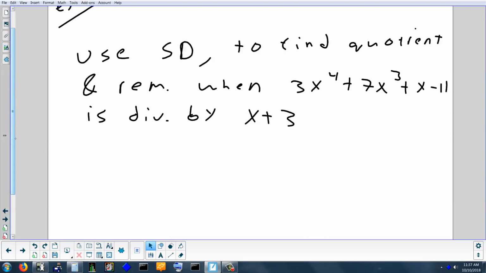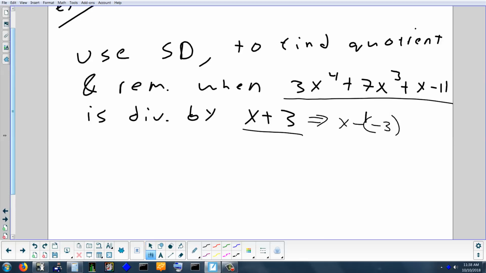Let's do this one. Use synthetic division to find the quotient and remainder. I'm not saying the remainder is going to be 0; it might be anything. When we divide, what is it supposed to look like? We divide by x minus a number. That's not x minus a number, but it's close enough. We can make it x minus a number. What would it be? x minus, yep, minus 3.